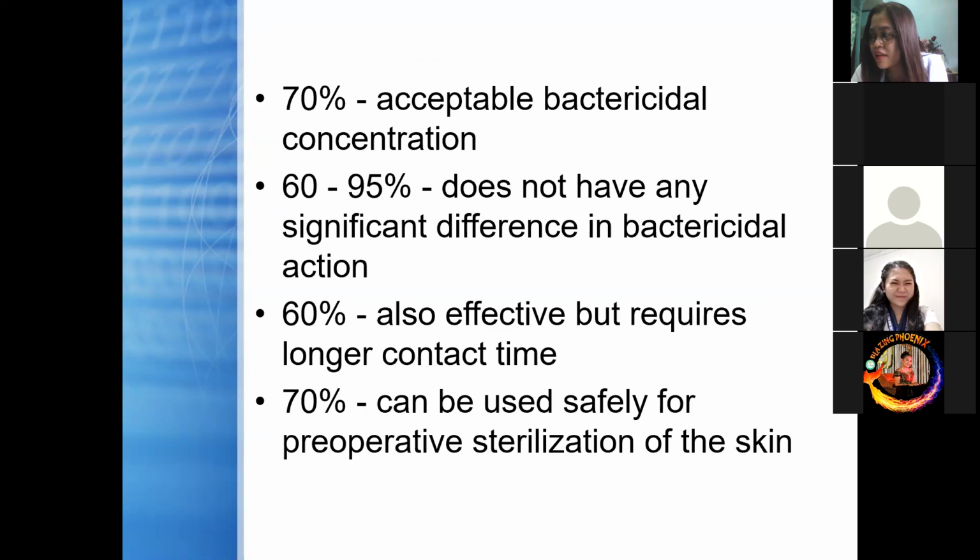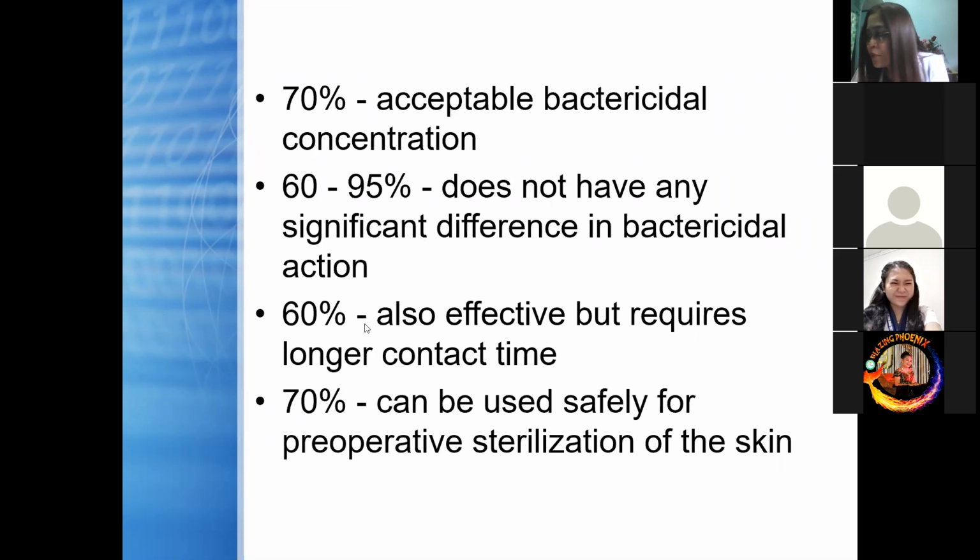However, if you use 60%, it's effective in killing the bacteria, but you need a longer contact time with this. Meaning, the alcohol needs to stay for a long period of time on your hands to really kill the bacteria. So the safest one for us to use that doesn't require a longer contact time but at the same time is effective in killing the bacteria is 70%. So it can be used before surgery as an antiseptic or for sterilization of the skin before the operation. Okay?